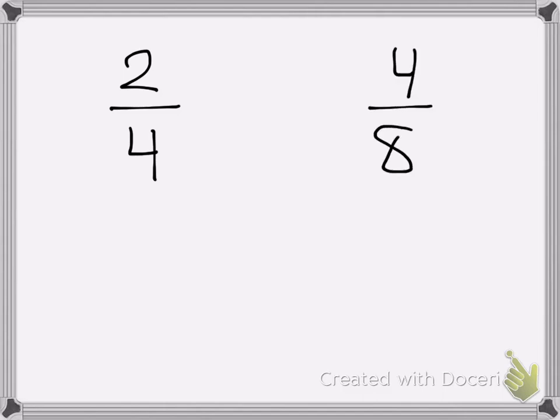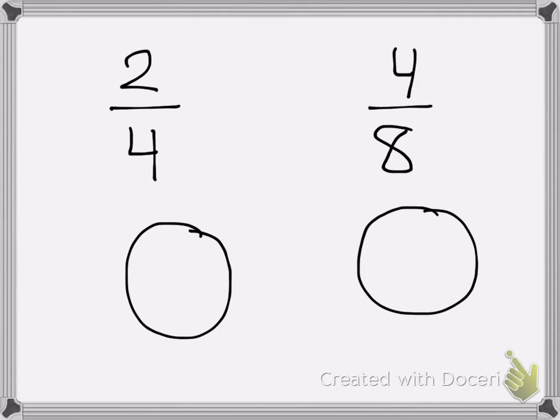Let's do one more just for practice. We'll do fraction circles this time. And we will do 2/4 and 4/8. So this time I'm going to have a circle to represent 2/4 and a circle to represent 4/8. So first with my fourths, I'm going to try and make that a little more even. There's my fourths, I'm going to shade in 2 of them.